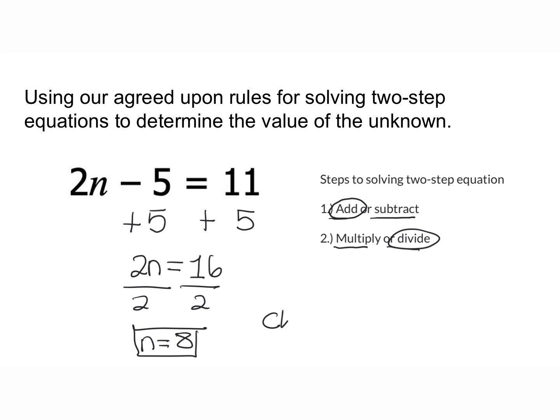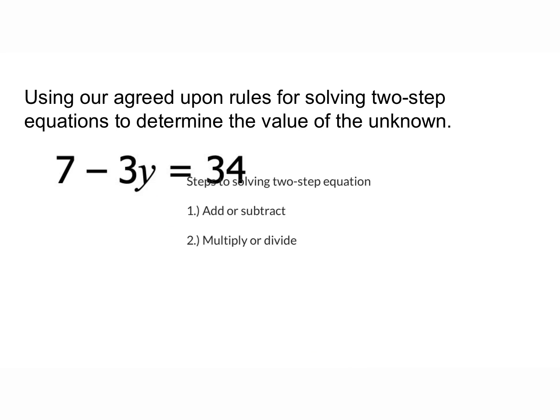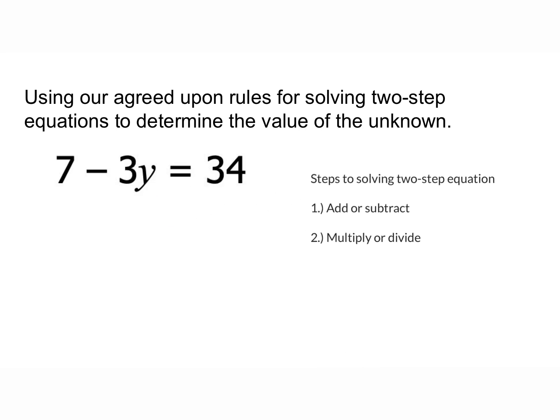And then we can check our answer by doing 2 times 8 minus 5. 2 times 8 is 16. Minus 5 is 11. And that's what we had to get. I'm going to put the steps really quick.